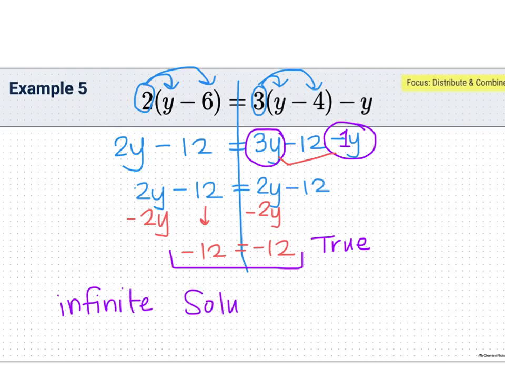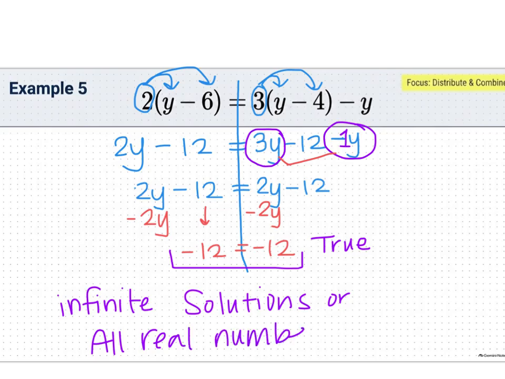So you might see it written as infinite solutions or all real numbers. Either are valid. That just means that you can place any value in for y, and it will be a correct value.